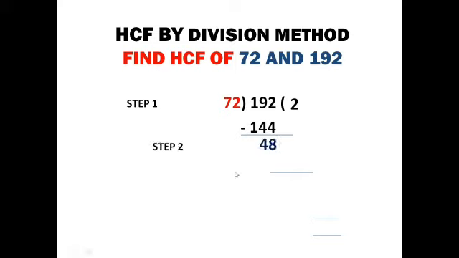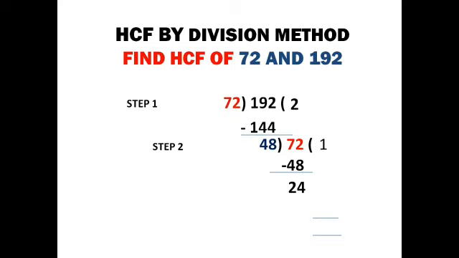Now in the second step, our remainder 48 becomes our new divisor and our previous divisor 72 becomes our new dividend. So 72 shifts from here to here. Then 48 2s are 96, which is greater than 72. So we go for 48 ones are 48. Upon subtracting, we get 24 remainder.